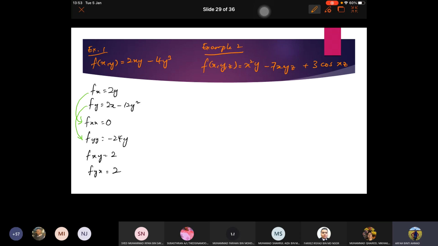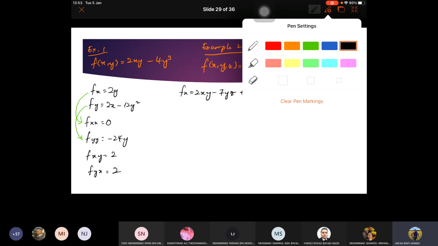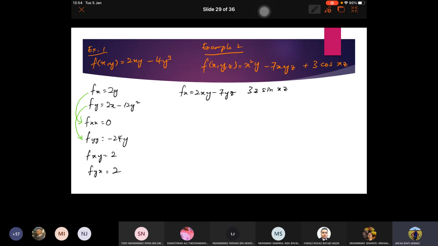So first get the first order derivative with respect to x. So you get 2xy minus 7yz plus 3z sin xz. Okay. 3z sin xz. Okay. Oh, minus. It should be plus. It will become minus. Okay. Fx. Then we get the first order derivatives first. Differentiate with respect to y, you will get x kuasa 2 minus 7xz. This one will become zero, because there is no y term in there. And then differentiate with respect to z, you will get negative 7xy minus 3x sin xz.